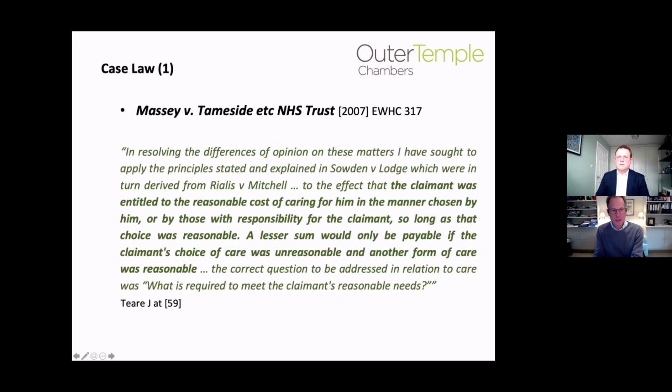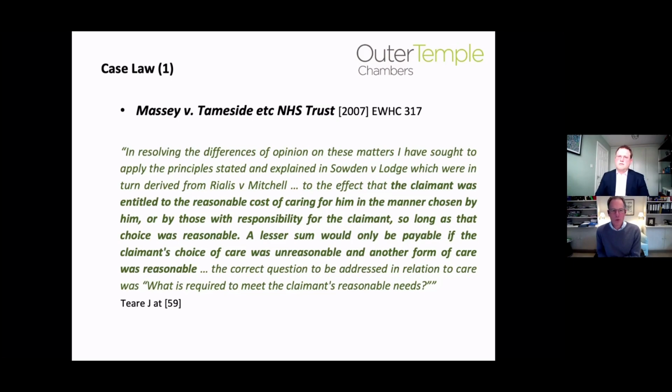Starting first of all with Massey and Tameside, this was a case where there were competing care regimes being advanced by the parties in relation to future care. One of the issues was whether the claimant should have an agency carer or a directly employed carer, and also issues between whether the care should be provided at home during the daytime or at a day centre. And it's helpful to see what Mr Justice Tear said in resolving those differences of opinion.